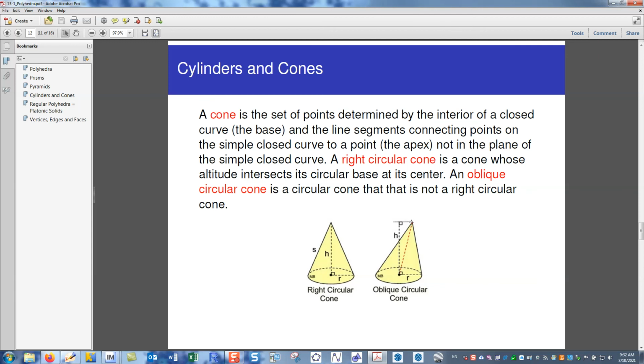So for example, if we pulled the apex away from its point directly over the center of the circle on the bottom, if we pull that over, we get what's called an oblique circular cone. It looks something like this. The one that we'll be concerned with in the course is the right circular cone on the left. Again, we see lots of examples of these in human use, and very few examples of oblique circular cones. But it's important that you understand that both of these are cones, just of a different flavor.